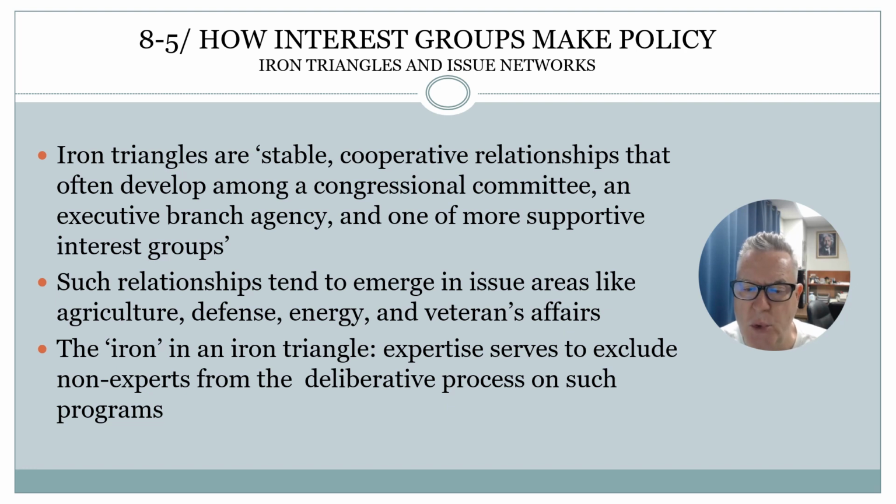Iron triangles refer to stable, cooperative relationships that often develop among congressional committees, an executive branch agency, and one or more supportive interest groups. Those kinds of relationships tend to emerge in issue areas like agriculture, defense, energy, and veterans affairs. The iron in an iron triangle is this idea of expertise, which can oftentimes serve to exclude non-experts from the deliberative process in programs like, for example, the development of weapons systems or creating subsidies for agricultural products and the like.